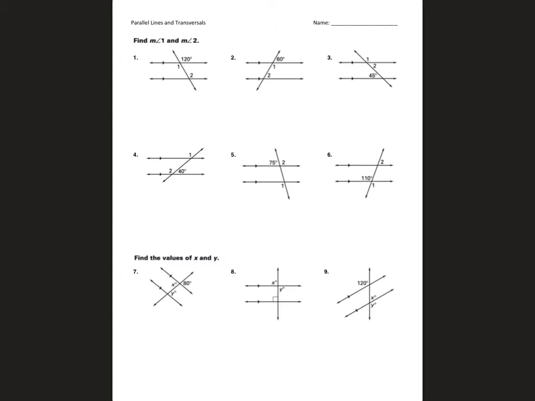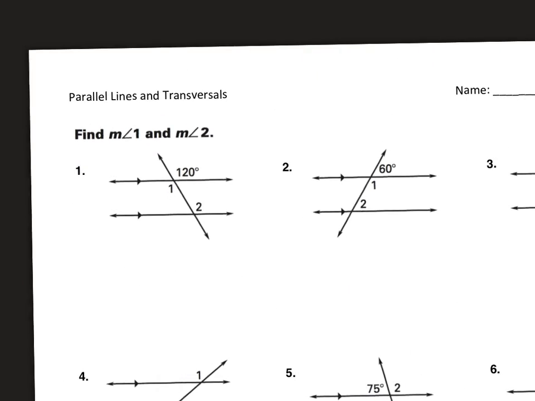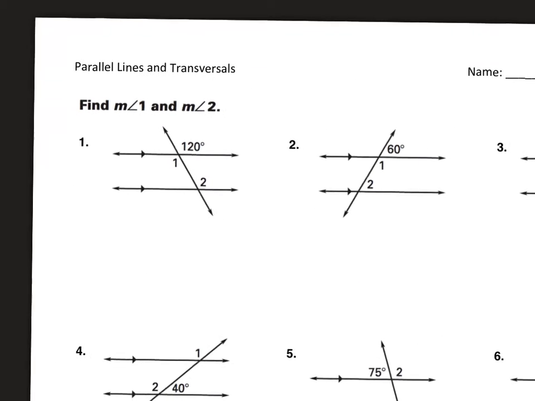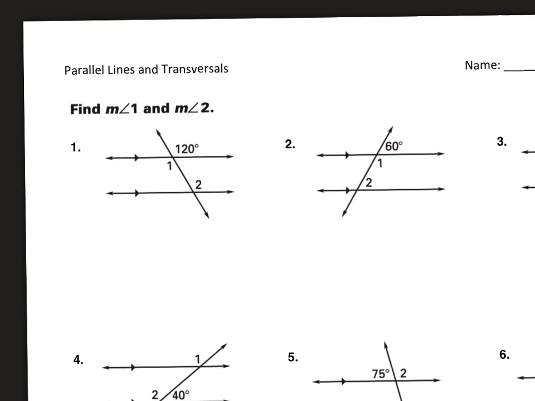Let's go over the second worksheet from this unit on transversals and see if we can solve for some angle measures using the properties of transversals and corresponding angles. Let's zoom in. The directions say find the measure of angle 1 and the measure of angle 2.